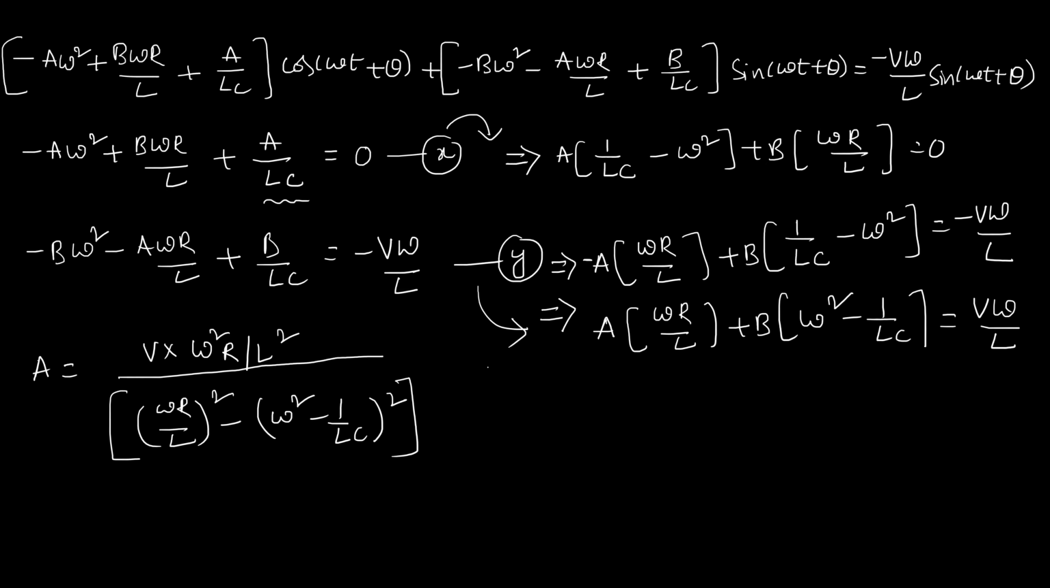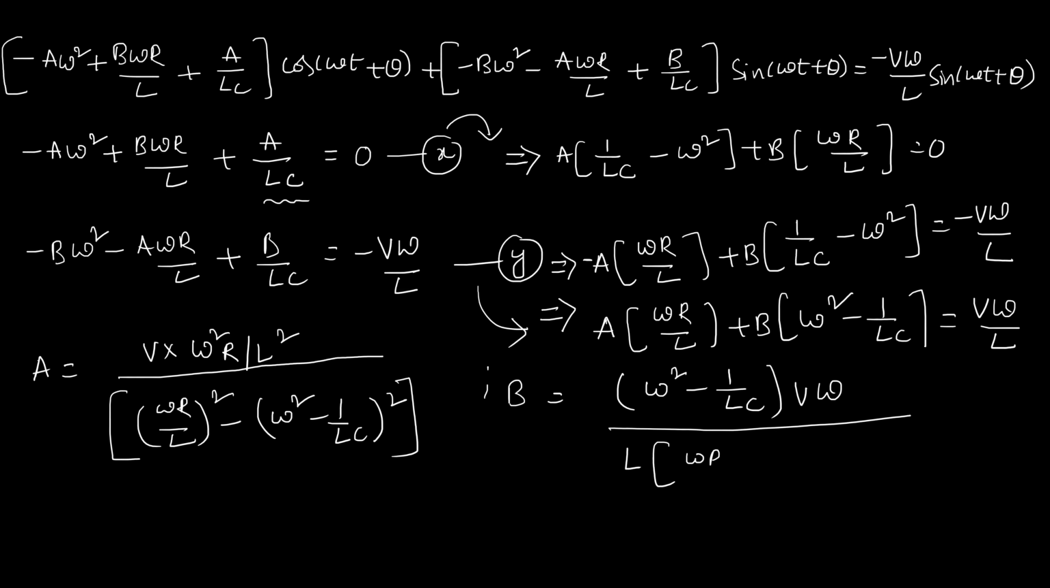Okay, now the B expression will be, okay, so this is (omega square minus 1 by LC), 1 by LC into V omega by L, divided by (omega R by L) whole square minus (omega square minus 1 by LC) square. Okay, so this is how we will be getting the relations for A and B.